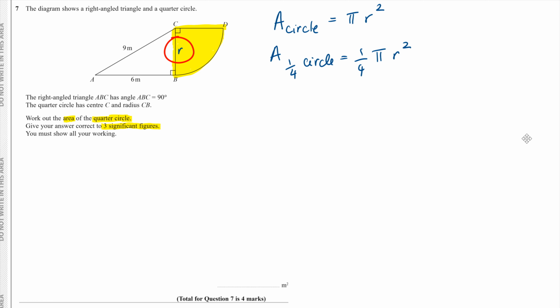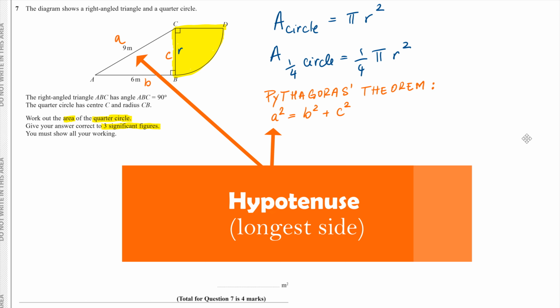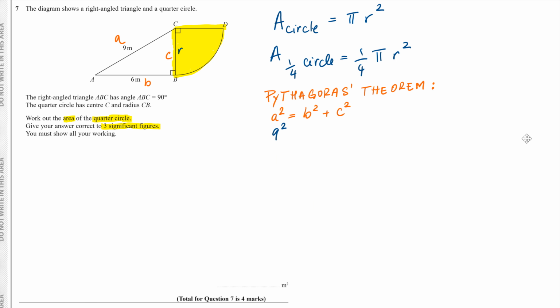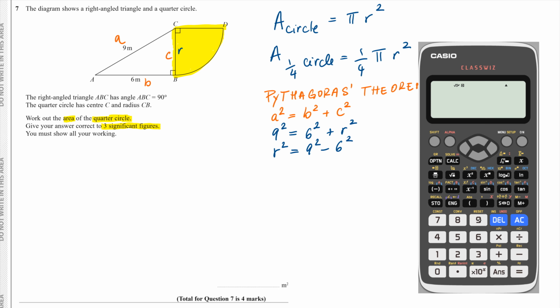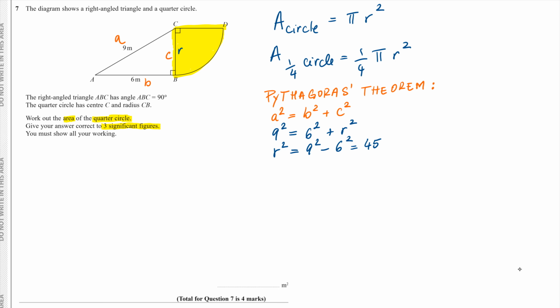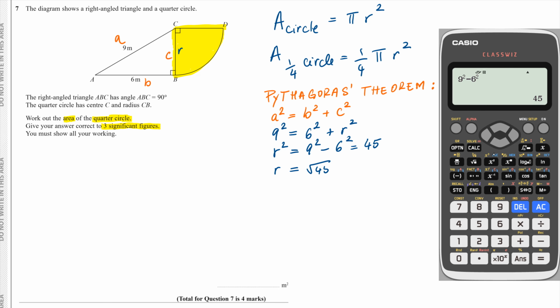We don't know r, but we have a right-angled triangle with 2 sides given, so we can use Pythagoras Theorem to work out the missing side. A squared equals b squared plus c squared. Hypotenuse squared equals to the sum of the 2 shorter sides squared. 9 squared is equal to 6 squared plus r squared. Subtracting 6 squared from both sides will give us r squared equals 9 squared minus 6 squared equals 45. R is square root of 45 or 3 root 5.